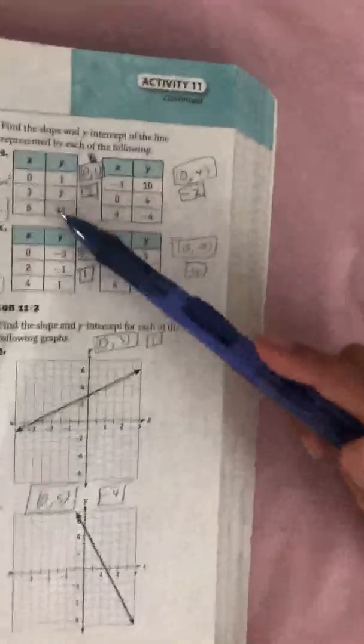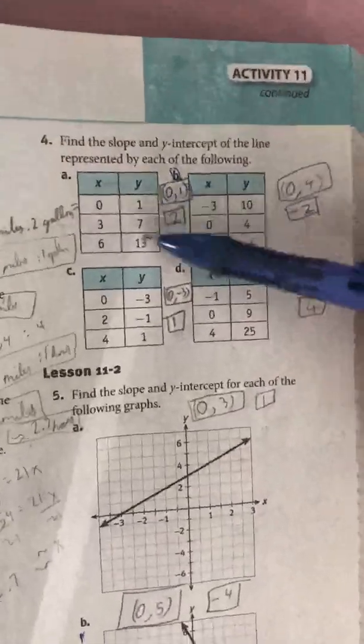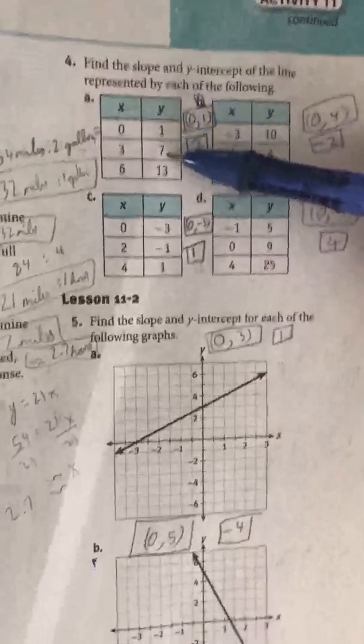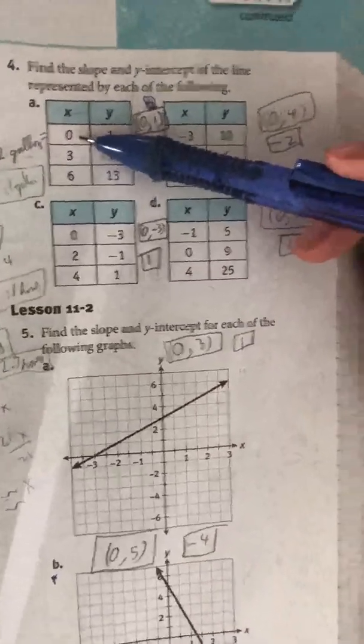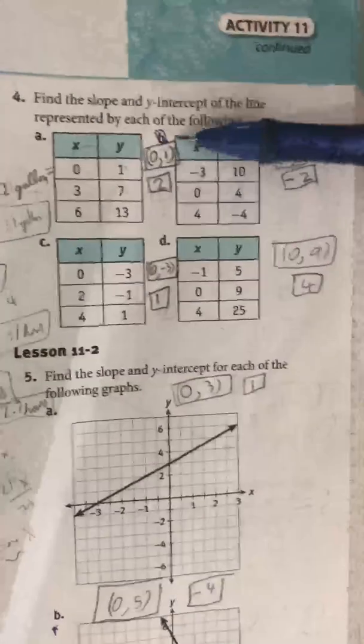So first, we know the y-intercept of this 4A will be (0, 1), because it's right here, and you can figure out the slope by doing change in y over change in x. So 7 subtract 1 is going to be 6. 3 subtract 0 is going to be 3. So 6 over 3 is 2. So this is our slope. And let's move on to 4B.